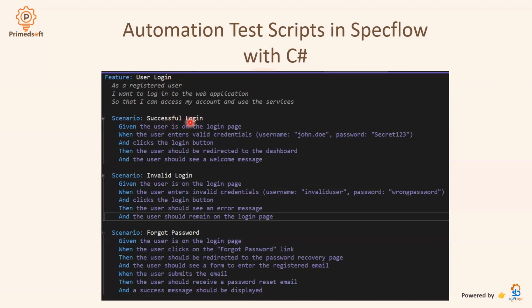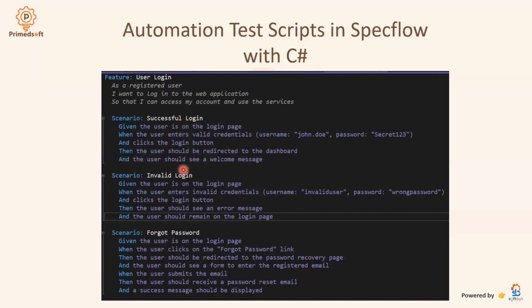One of our scenarios is successful login. We'll have another scenario which is invalid login, and another scenario which is forgotten password. You can see it's written given, when, then, which is part of what you are doing now. As a manual test, you write your test case. You can see: given a user is on the login page, when the user enters valid credentials, which is the username and the password, and clicks on the login button, then the user should be redirected to the dashboard and the user should see a welcome message.